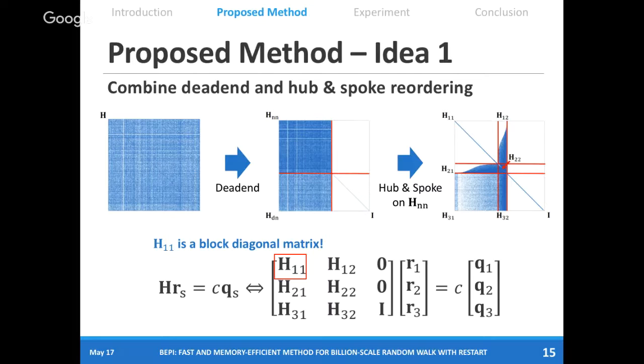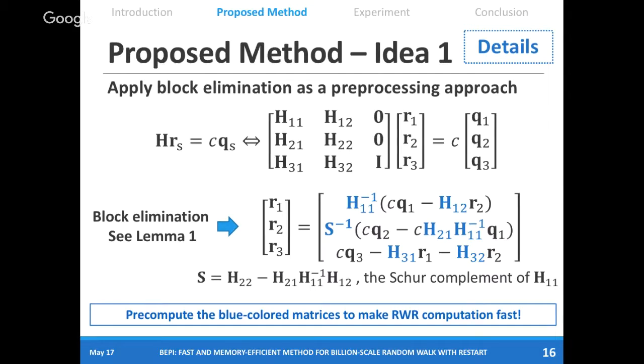So the original linear system is represented by a 3x3 block linear system, and H11 is a block diagonal matrix, as shown in this figure. After that, you apply block elimination as a pre-processing approach. If you are interested in the derivation of the result, please see Lemma 1 in our paper.